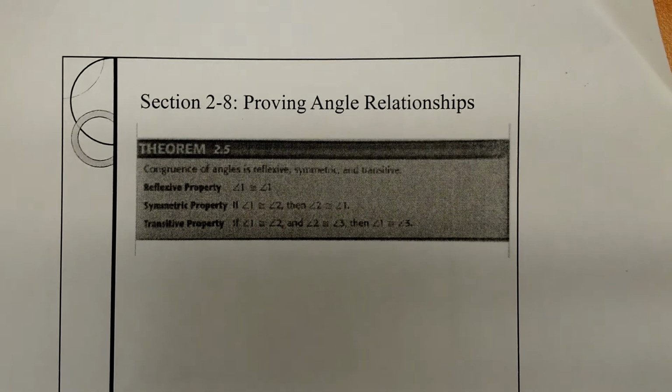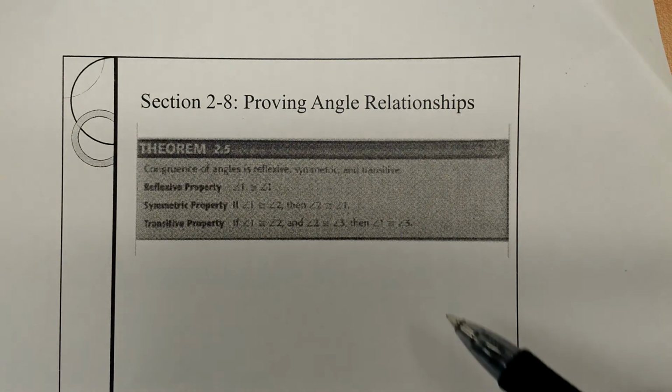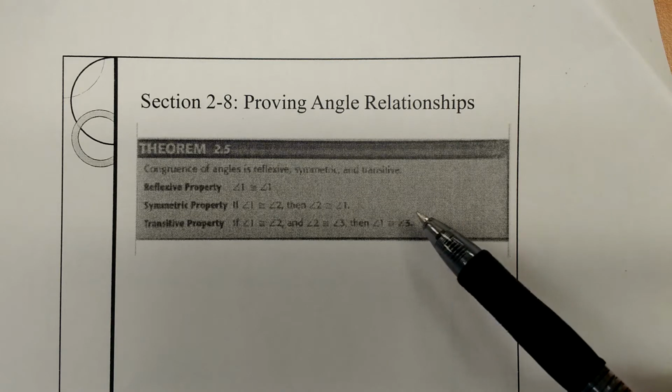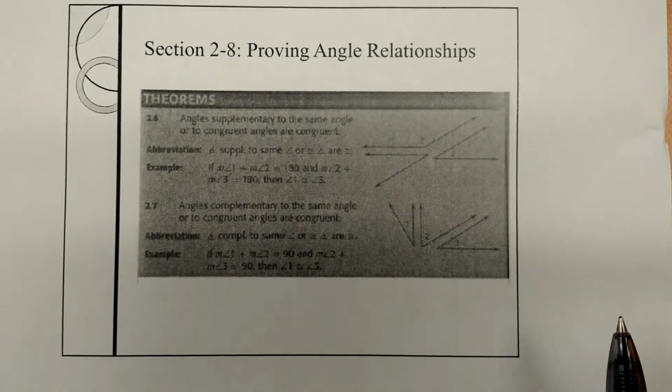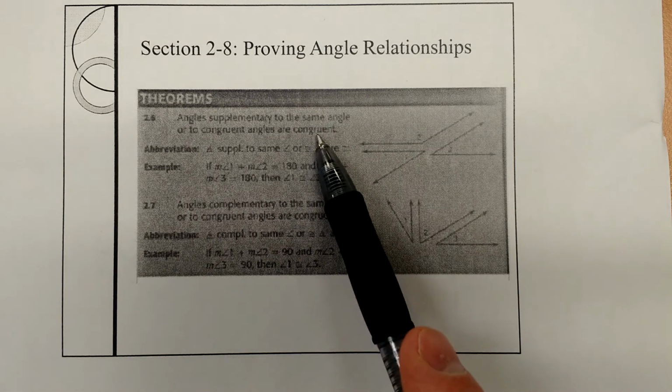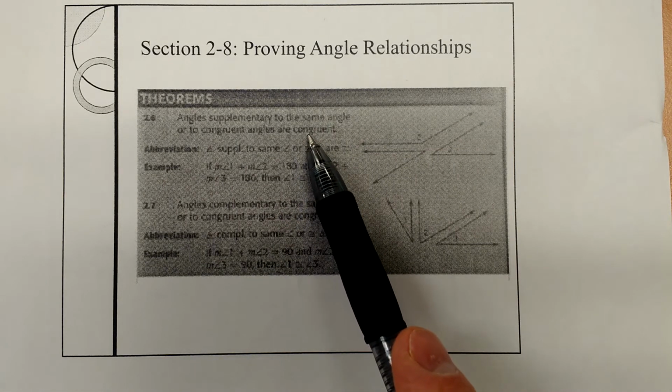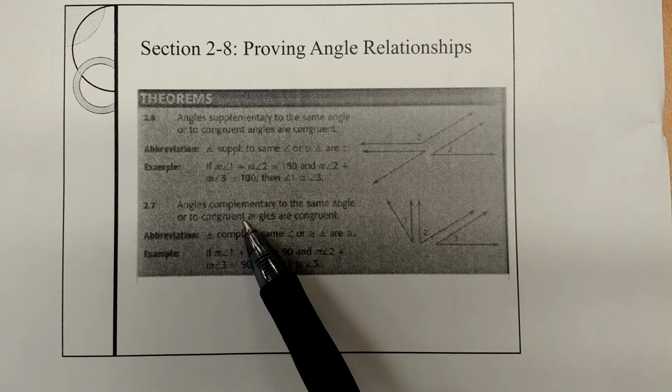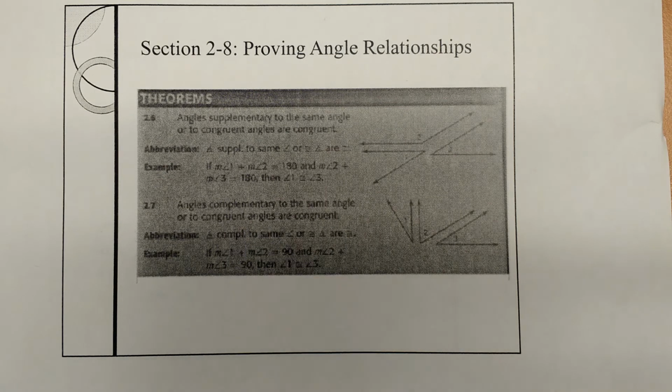Alright, so these are just the reflexive, symmetric, and transitive properties for angles. Same thing for segments. These two down here: the first one, angles supplementary to the same angle or to two congruent angles are congruent. Angles complementary to the same angle or to two congruent angles are congruent.